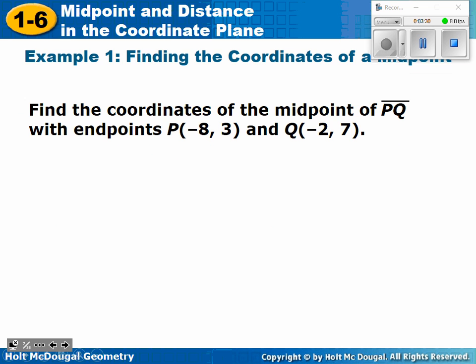Okay, so if we go to our midpoint formula song, turn to your red paper.